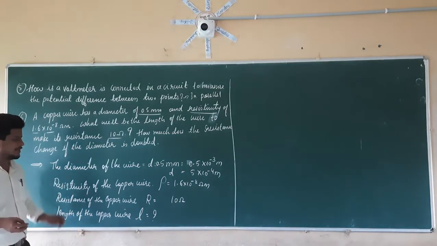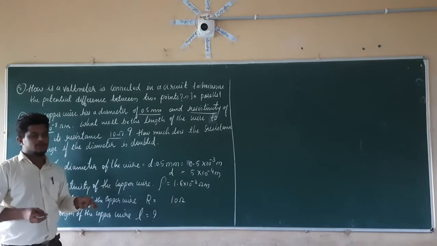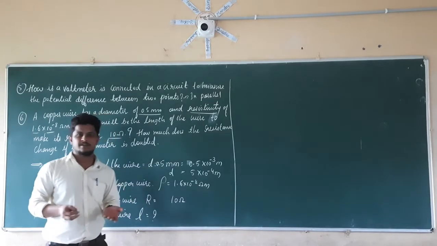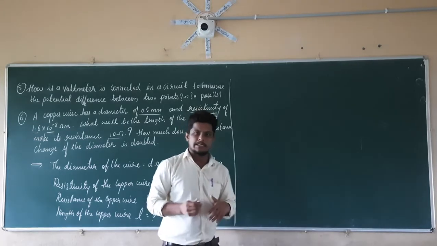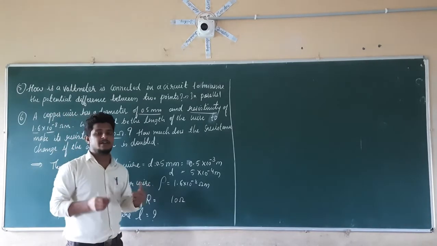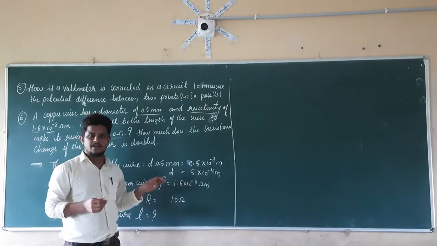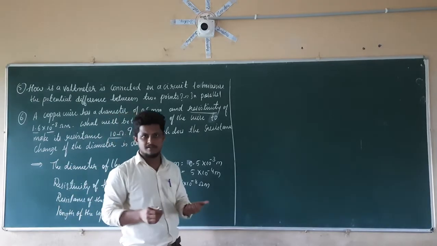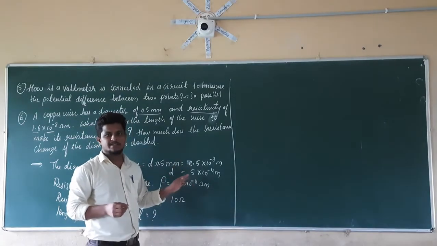We know the formula for resistance, that is R equal to rho L divided by A. So we need the area of cross section of that copper wire. We know the formula for the area of cross section, that is A is equal to pi r square. Here the radius of the wire is not given, so first we have to find the radius. Radius is half of the diameter, so r is equal to d by 2. Since the diameter is given, we can find the radius of the wire.